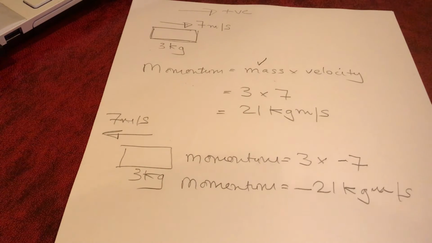The key things to remember is that the equation is momentum equals mass times velocity. Momentum is a vector quantity because we multiply the mass with the velocity, and we also know that the higher the mass or the higher the velocity, the larger the momentum will be.